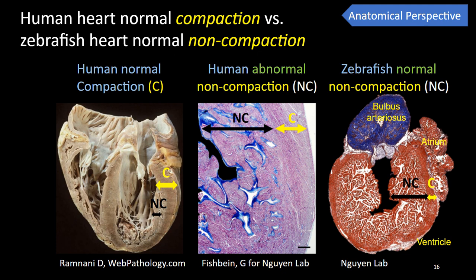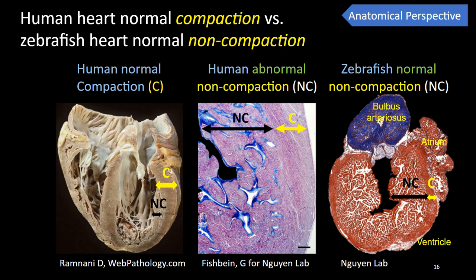Now, in comparison, in the normal adult zebrafish heart, as shown on the right, progressive compaction of the trabeculated ventricular myocardium never occurs. So the mature zebrafish heart has only a thin, compact epicardial layer, but a thick, non-compacted, spongy trabeculated layer.